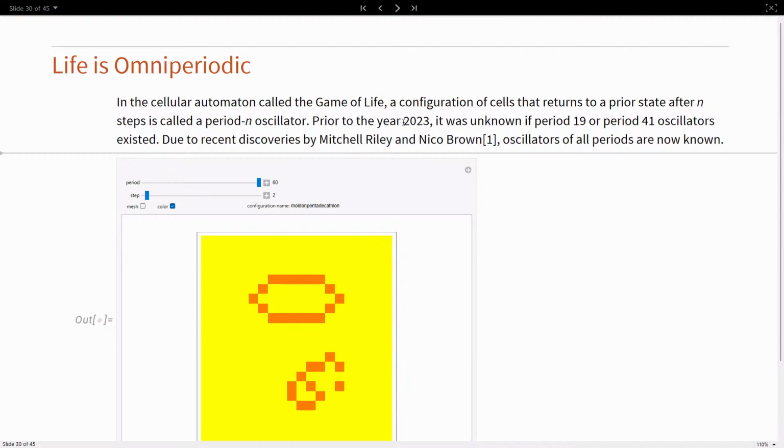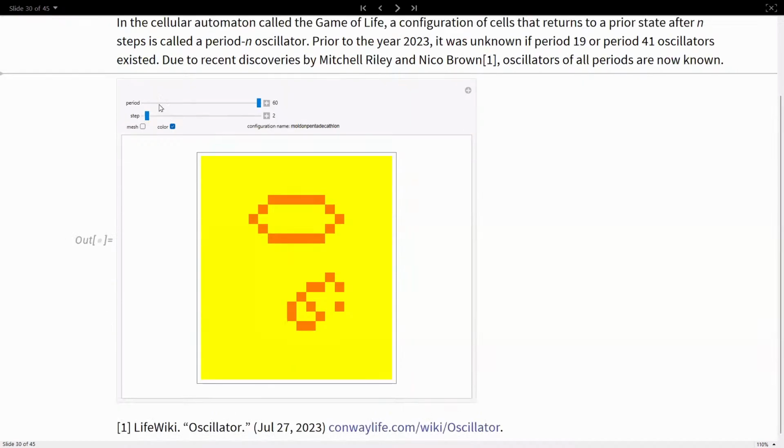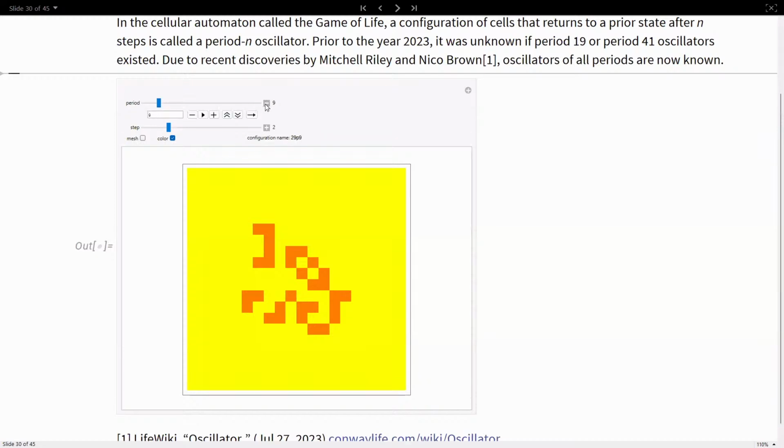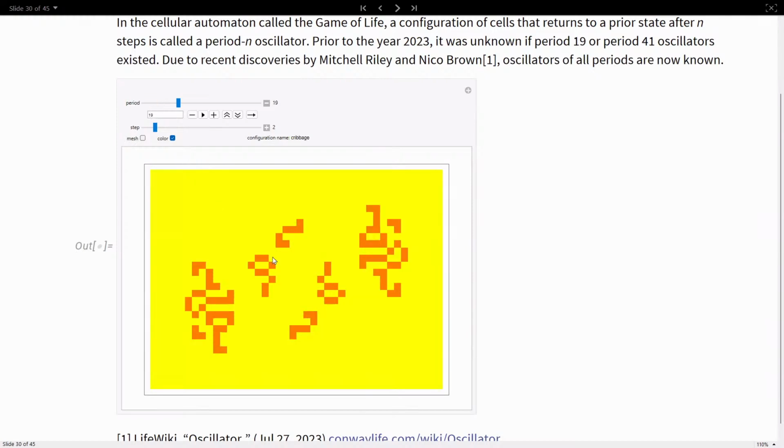And in the year 2023, there's only two periods left, 19 and 41. So both of those were discovered. Here's a 19 here. This is a period 19 oscillator. And it uses familiar shapes here.